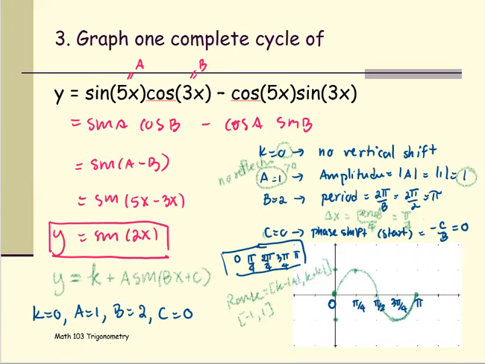So we get the graph of y equals sine of 2x, which is the single trig function form of the given y equals sine of 5x times cosine of 3x minus cosine of 5x times sine of 3x.